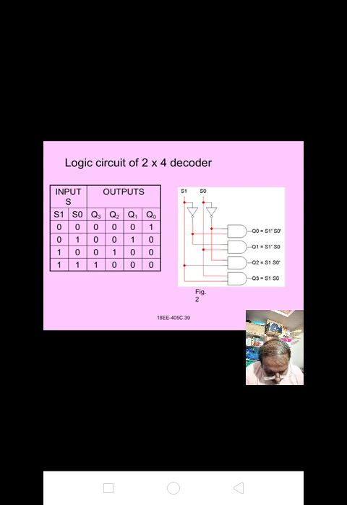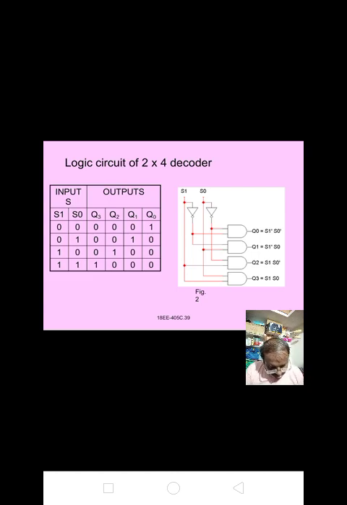That is, the truth table has inputs S1 S0, outputs Q3 Q2 Q1 Q0, with input combinations 0 0, 0 1, 1 0, 1 1.